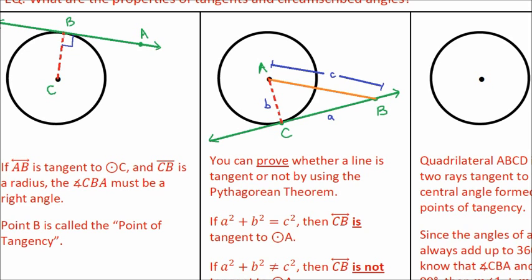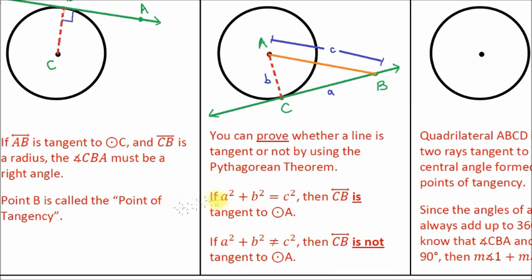So here's what we can show. If a squared plus b squared equals c squared, then line CB has to be a tangent line to circle A. And the opposite is also true. If a squared plus b squared does not equal c squared, then line CB is not tangent to circle A.